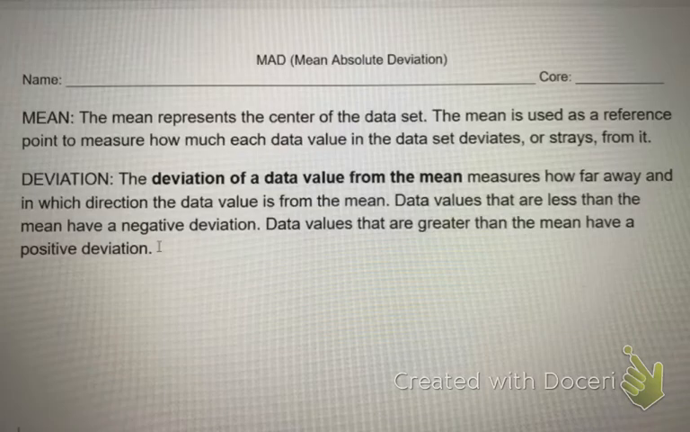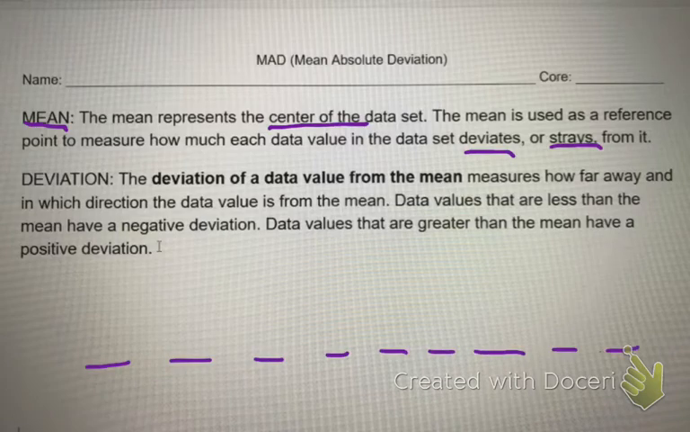Hello friends, today's lesson is over mean absolute deviation, or MAD. Just as a review, remember that the mean represents the center of the data set. The mean is used as a reference point to measure how much each data value in the data set deviates or strays from it. So when you have a set of data like this and you figure out the mean, or the average, that gives you an idea of the measure of the center of the data.